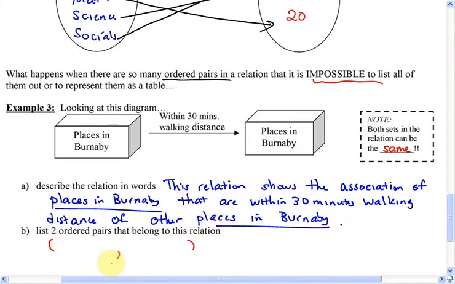Now I want you to think about what two ordered pairs could be possible here. Okay. So think about, what two places in Burnaby are within 30-minute walking distance of each other?